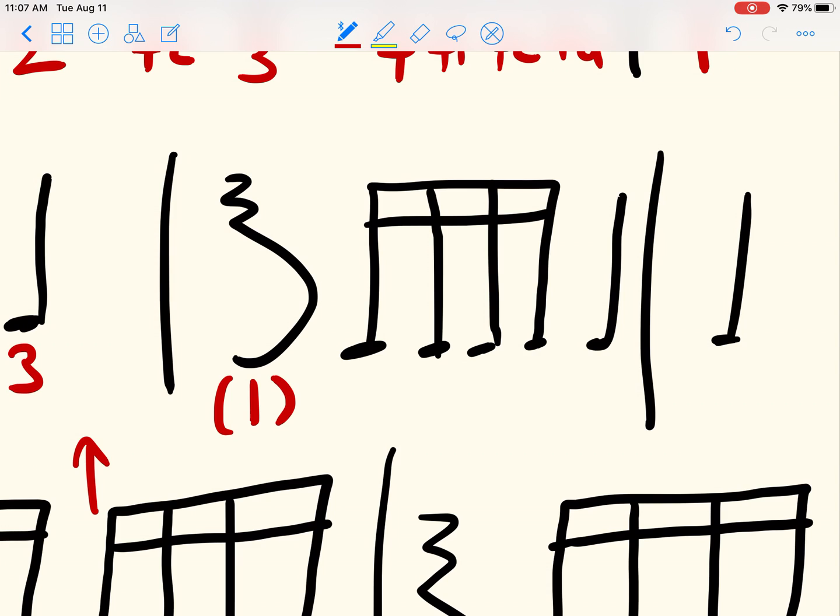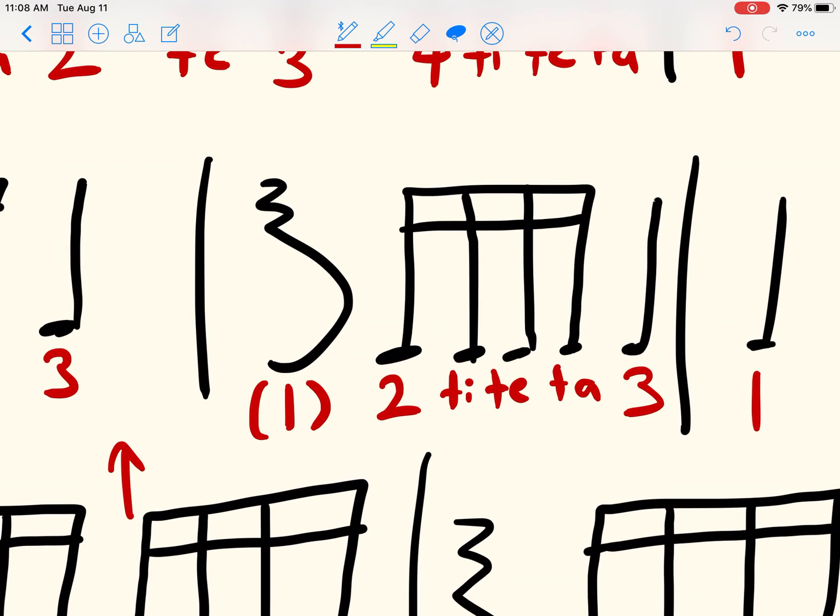We already know that beat 1 is going to be a quarter rest, written as 1 in parentheses. Beat 2 is a group of 16th notes, so we have 2, T, te, ta. Beat 3 is just a quarter note, so 3, and quarter note on beat 1 for our downbeat. Let's go ahead and try this.